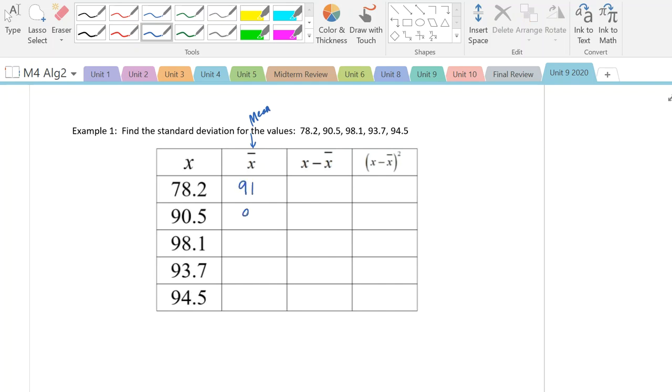I don't really need to write it in all the rows, but I'm going to. Now, we want to find each of those values minus that 91. So 78.2 minus 91 is negative 12.8. 90.5. So this is basically describing how far away from the mean each of these values are. Are they close to the mean or are they far away from the mean? The smaller the number, the closer they are to the mean.